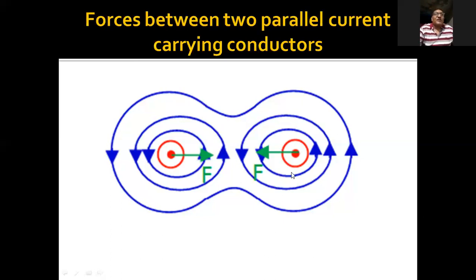So the magnetic lines which go around this do not enter here, but they overlap and hug the first conductor. This diagram is very important. This comes in the MCQ papers. I hope that you have understood this.